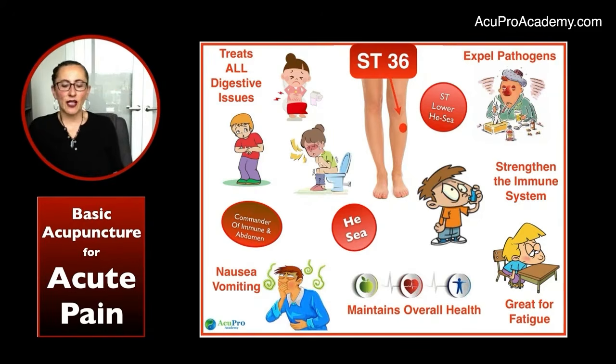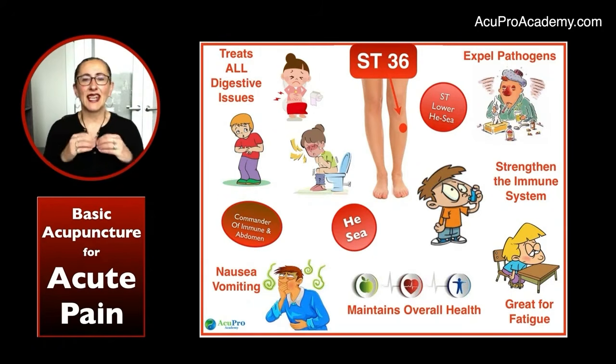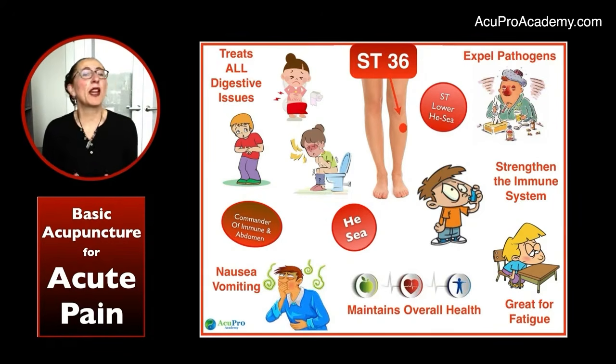The reason I'm starting with Stomach 36 is that if there is an acute pain, let's say a trauma injury, a bone fracture, a headache, anything, you want to use Stomach 36 because it's a healing point. It is what I call the vitamin C of the acupuncture points. It's like you're boosting. It is the commander point of the immune system. It is boosting your body, and it is a really good point to maintain overall health. Using Stomach 36 is going to help boost the healing process.